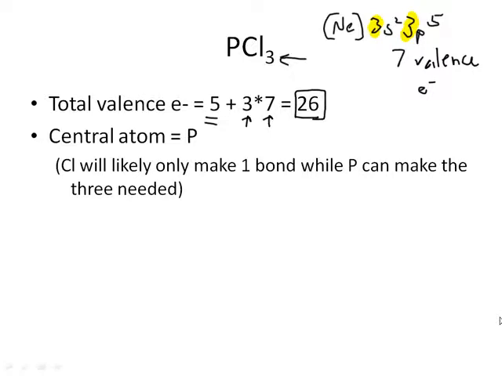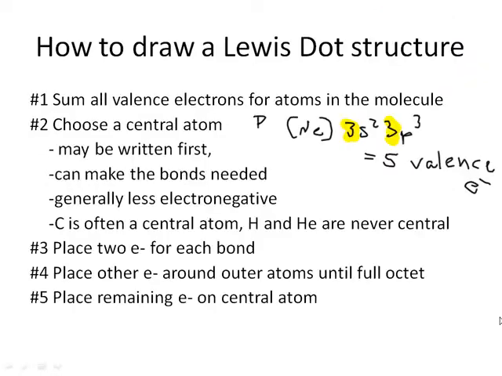My central atom, if we go back and look at our list again, could have been written first, definitely needed to be able to make the bonds, and generally was less electronegative, and carbon is often central. Hydrogen and helium are never central. So, based on this, we're dealing with PCl3.